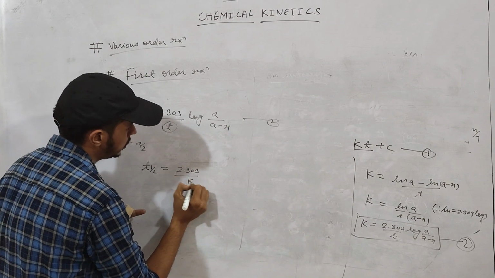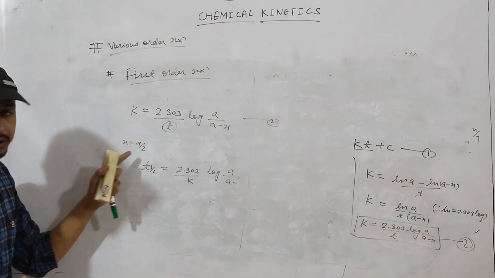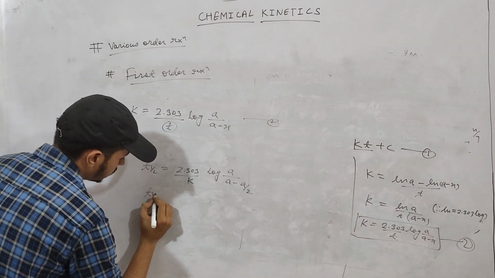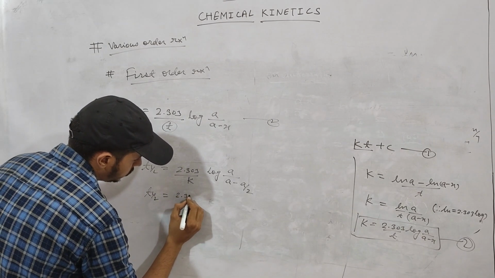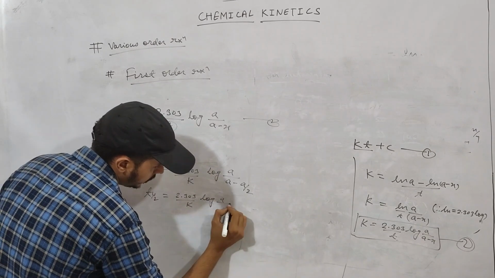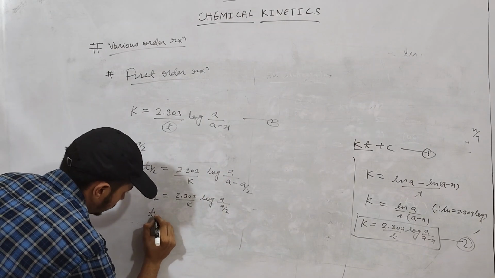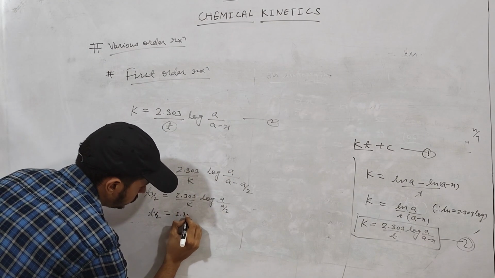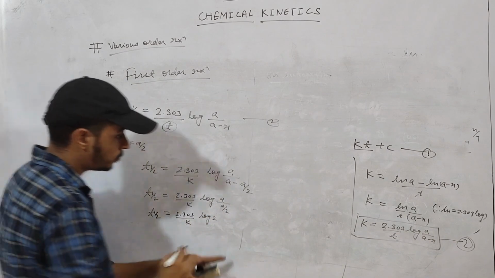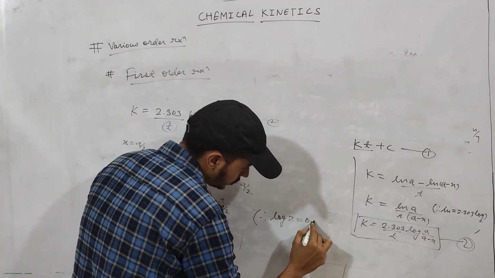So t half is equal to 2.303 upon k log a upon a minus x, where the value of x will be a by 2, so it becomes a by 2. Now on solving further, 2.303 upon k log a upon a by 2, and this 2 goes upward. So 2.303 upon k log 2, and what is the value of log 2? The value of log 2 is 0.3.